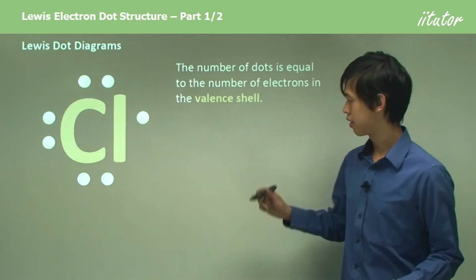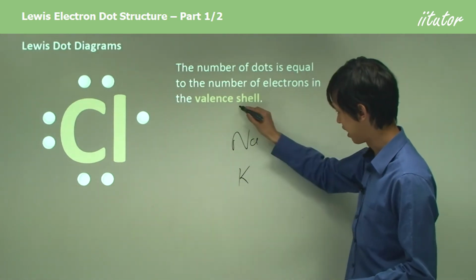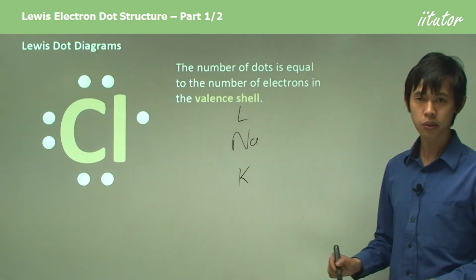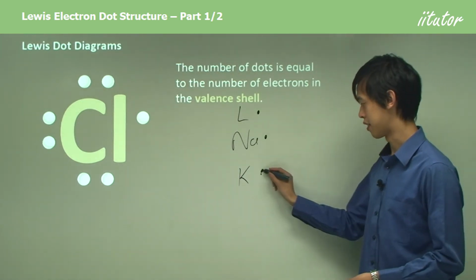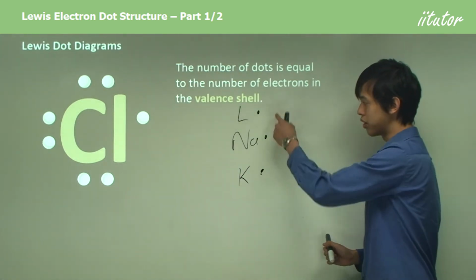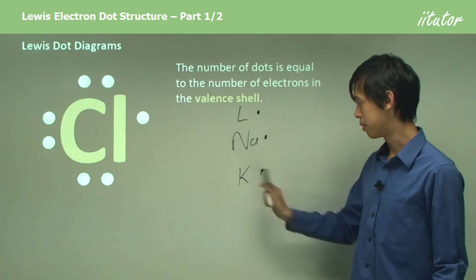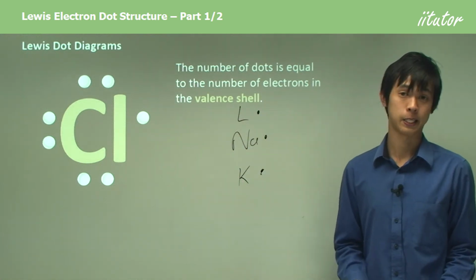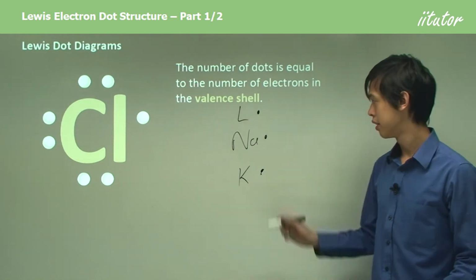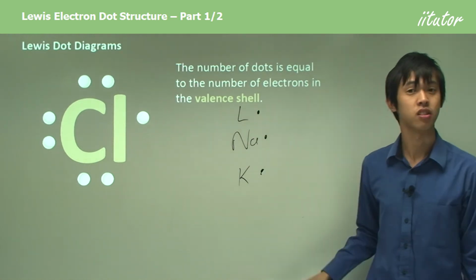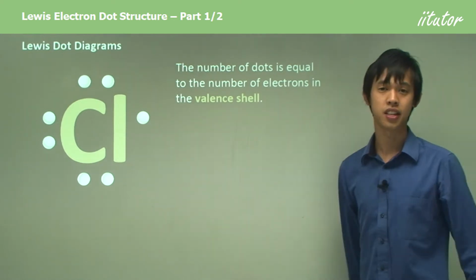For instance, sodium, potassium, and lithium. Their Lewis dot diagrams all look exactly the same, except for the symbol, because they all only have 1 electron in their outer shell. So bar the symbol, the dot diagram is exactly the same. That applies for all groups. They all should have the same diagram, except the symbol in the middle changes. So now that we know what Lewis dot diagrams are, we can move on to understand ionic bonding.